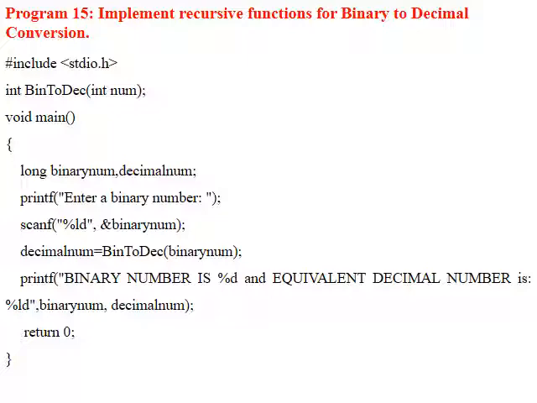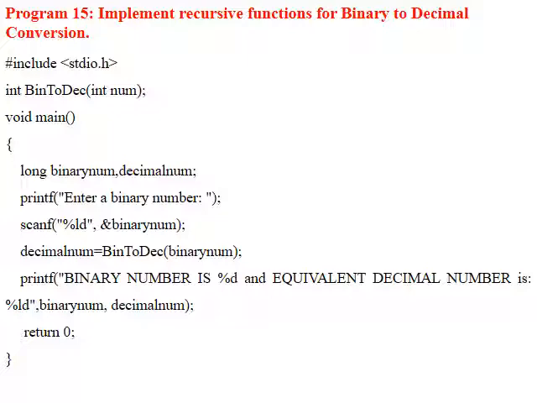Let's see the program. Declare the function binary to decimal. Declare the variables binary num and decimal num, that is binary number and decimal number, as long int. Next, enter a binary number. So read a binary value. Let me consider the binary value as 101.